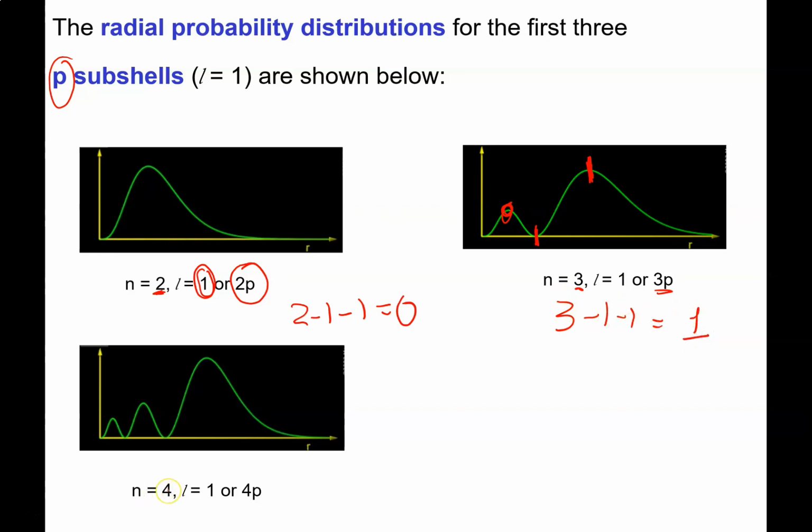And then we go out to n equals 4. The electron's way out here most of the time. That's the most probable position. We've got 2 nodes, and then we have a couple of peaks in here where we also have considerable probability of finding the electron. And again, 4 minus 1 minus 1 gives me 2 for the number of nodes. 4 minus 2, get it right, minus 1 minus 1, 2 nodes.